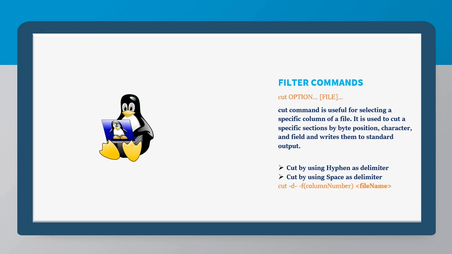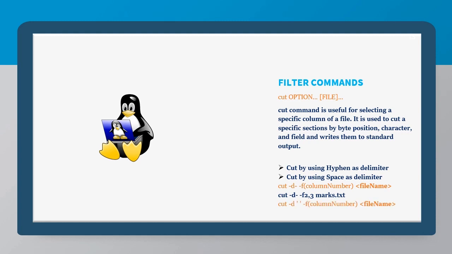cut -d - -f, specify the column number and then the file name. cut -d - -f2,3 marks.txt: -d stands for delimiter and hyphen is the delimiter used in marks.txt. -f2,3 means field 2 and 3, so the second column and the third column of marks.txt will be extracted and displayed on the terminal.